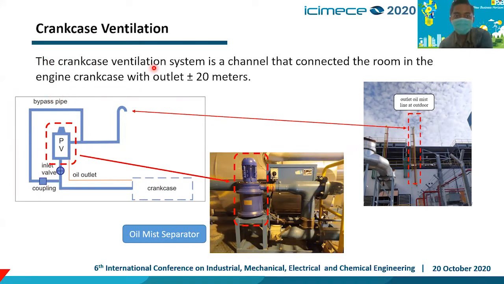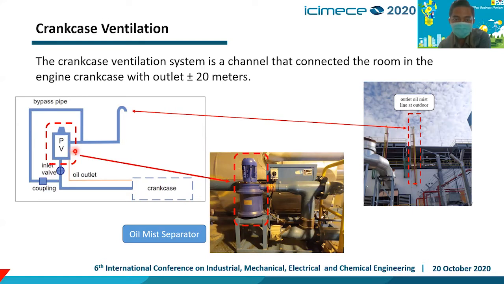The crankcase ventilation system is a channel that connects the room in the engine, or crankcase, with an outlet of plus minus 20 meters. As you can see here, this is the exhaust ventilation, and this is the oil mist separator, and this is the inlet valve, and this is the coupling.